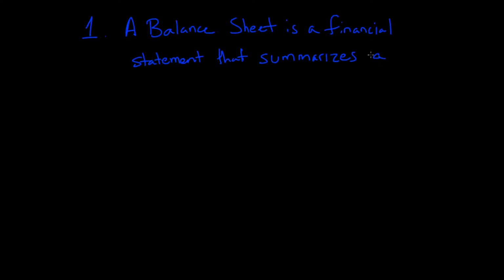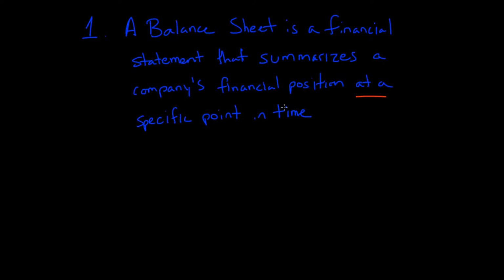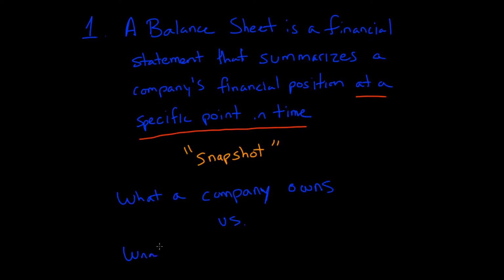So, first and foremost, a balance sheet is a financial statement that summarizes a company's financial position at a specific point in time. This last part is important, and you can think of it as a snapshot of the company's financials. If the balance sheet is dated December 31st of 2015, the records are only accurate for that exact point in time. Simply put, the balance sheet is a record of what a company owns and what a company owes.